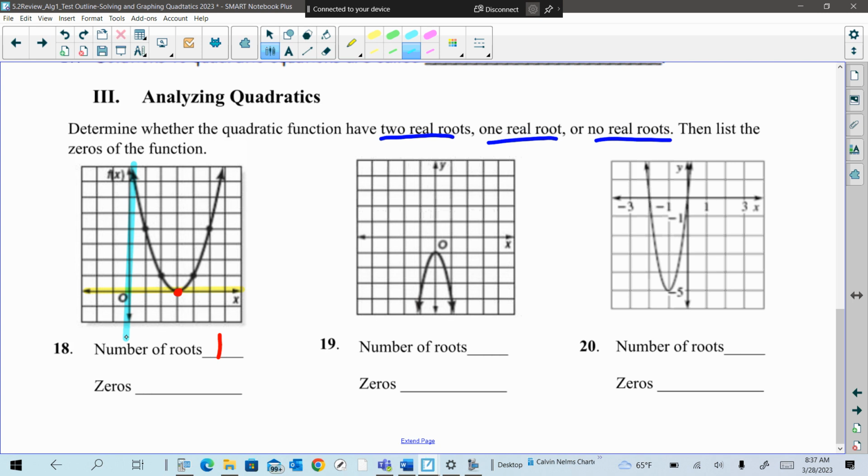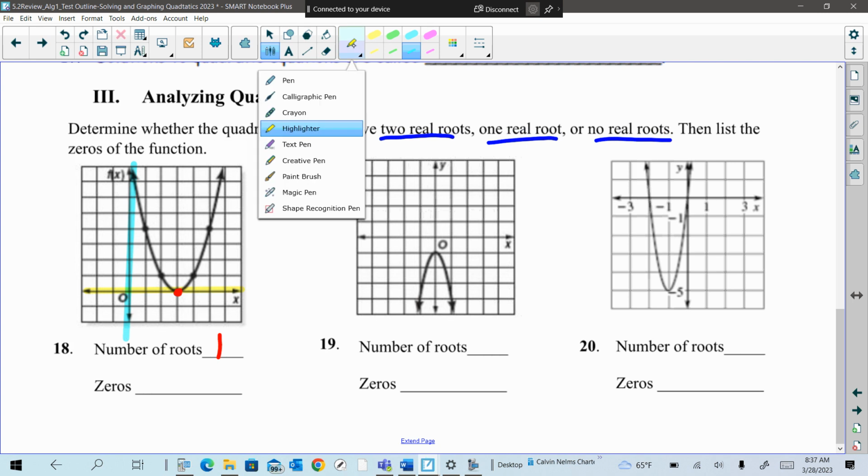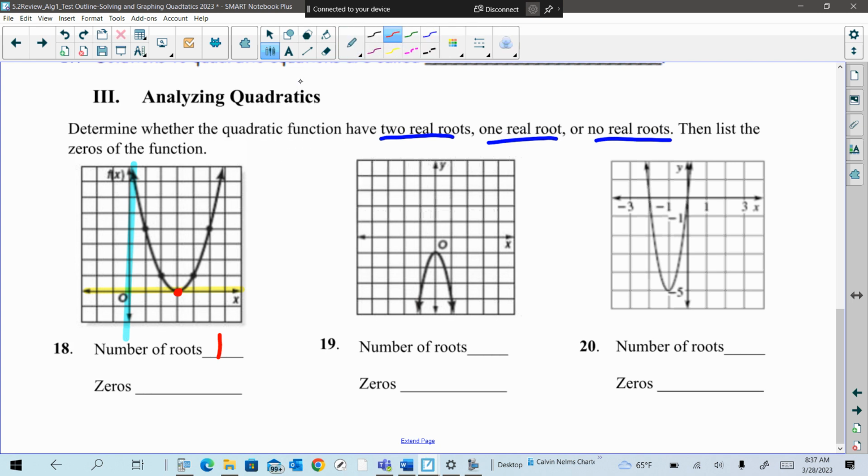So that means it has 1 zero. What is that zero? That's what they're asking. What is the value of that zero? It is 3, 0. Or you can just say x equals 3. The value of the x is your zero.